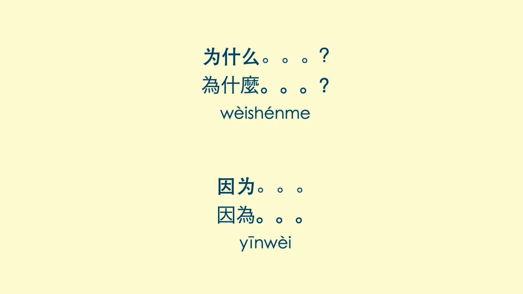To answer a question that starts with 为什么, you can just give the reason or explanation, or you can start by saying 因为, which means because. Let's look at this clip from Sleuth of Ming Dynasty, where Sui Zhou asks this about a suspect.